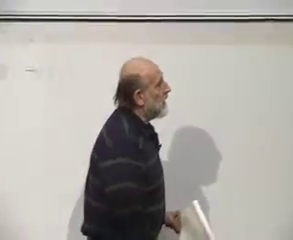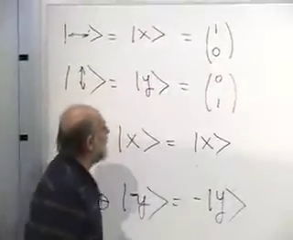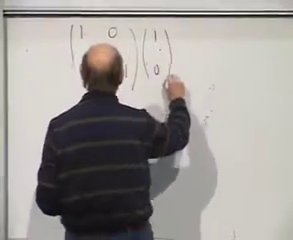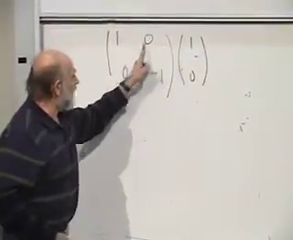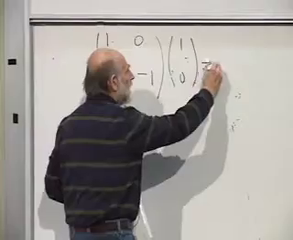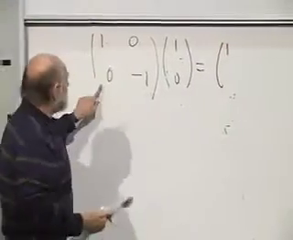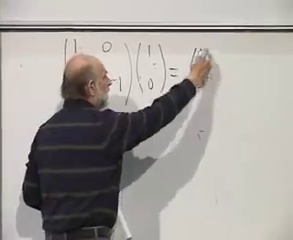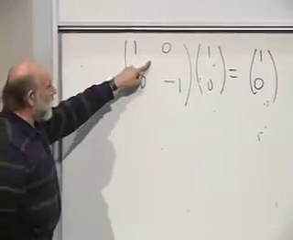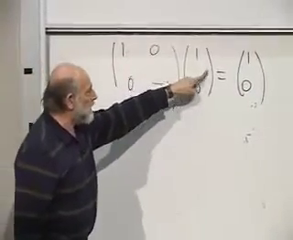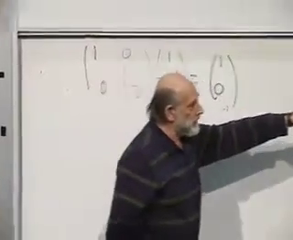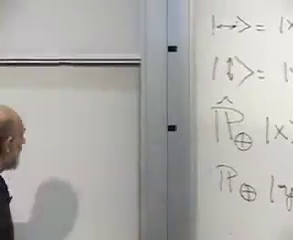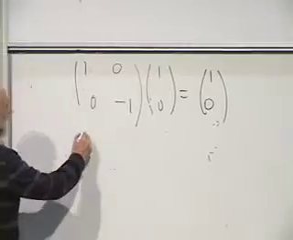The x polarization is represented by 1, 0. What does this give? 1 times 1 plus 0 times 0. 1, 0 times 1, 1 times 0, 0. So that says that this polarization operator acting on the x polarization gives back the x polarization. That's just this equation.